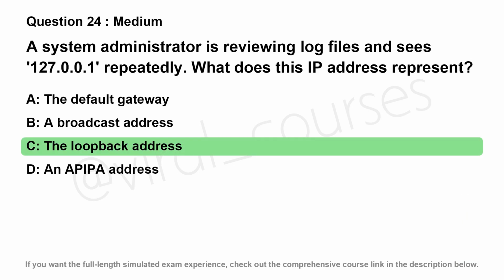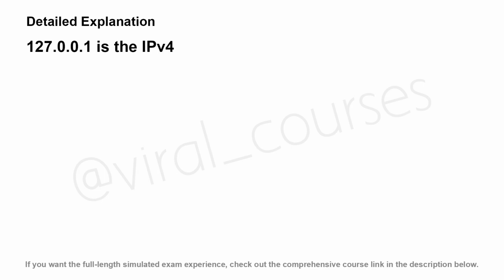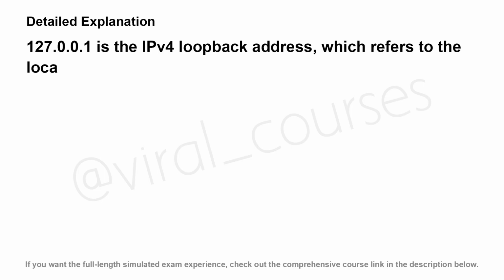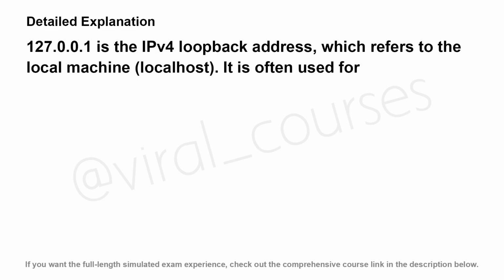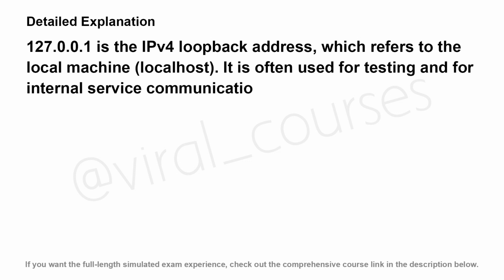The correct answer is C. 127.0.0.1 is the IPv4 loopback address, which refers to the local machine, localhost. It is often used for testing and for internal service communication.